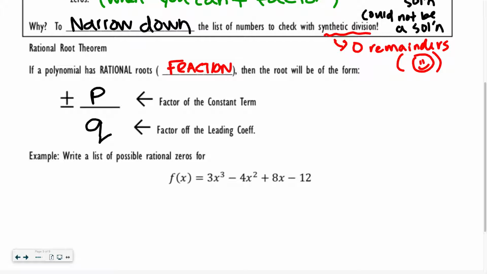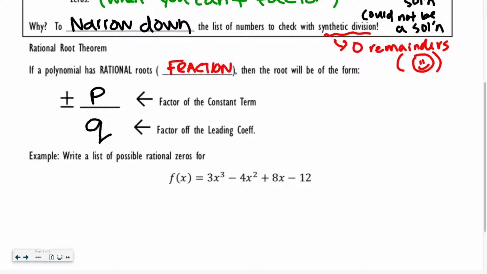So you're going to hear me talk throughout the rest of this chapter. I'm going to be saying things like, oh, did you make your list of p over q's? I'm talking about the rational root theorem. All of the p's are factors of your constant term. Those are usually at the back of your polynomial if it's in standard form. And all of your q's are factors of the leading coefficient. Those are at the front of your polynomial.